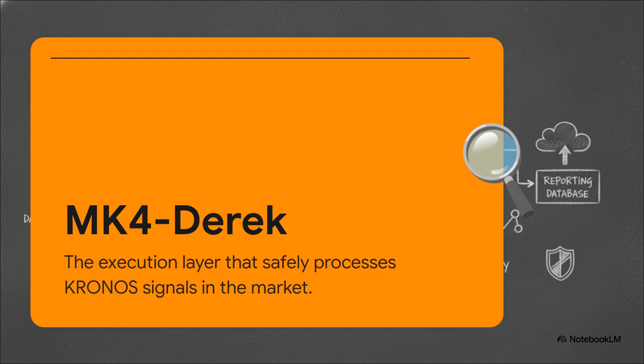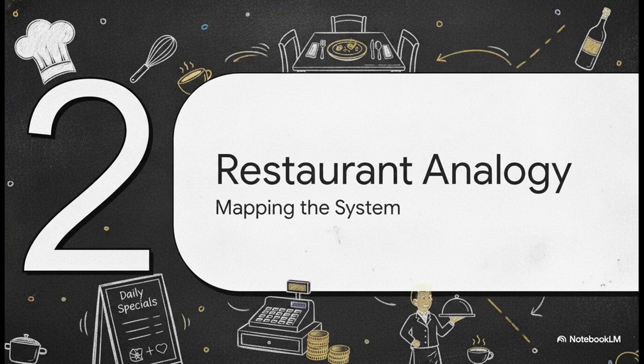I mean, let's be real, anyone can write a quick script to ping an exchange API, but doing it dynamically, reliably, and without catastrophic risk, that takes a real execution engine. Derrick is basically the autonomous guardian acting as the critical bridge between a trading signal and market reality. It ensures that whatever Cronos, which is the brain, decides to do is actually survivable and fully optimized in the live market.